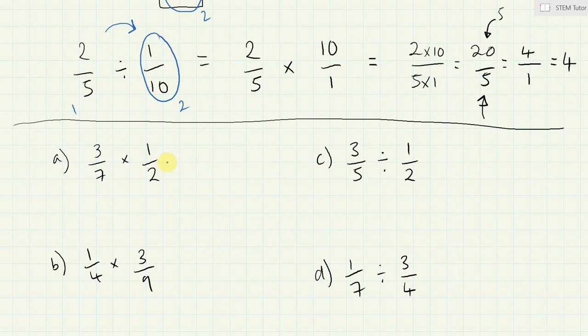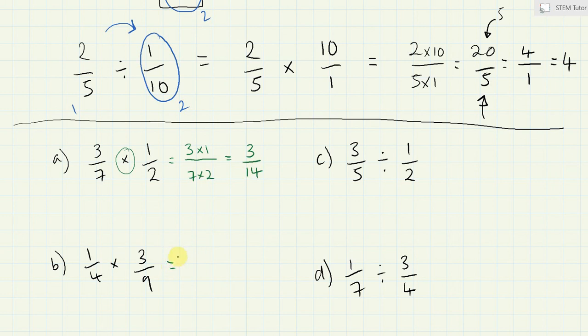Okay, now the video has been unpaused, let's work through A, B, C and D in order. So starting with A, this is a multiplication. So we multiply along the top and we multiply along the bottom. So this becomes 3 times 1 for the top, 7 times 2 for the bottom, and that gives us 3 over 14. And we can't simplify this fraction.